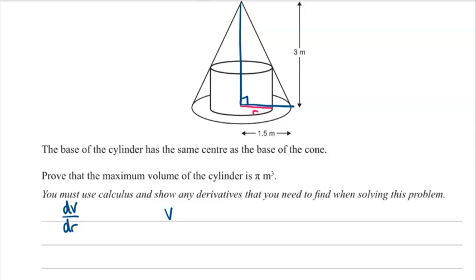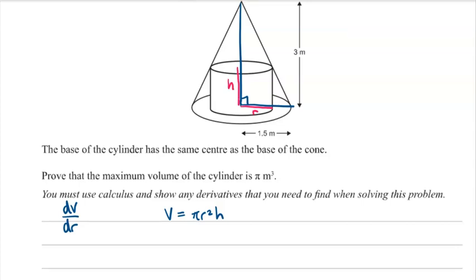So for the volume of the cylinder, that is pi r squared h for the volume of a cylinder. I'm talking about that being the cylinder just here. Now, at the moment, it's got 2 variables in it. We need to define h in terms of r so that we can differentiate it with respect to r. And h is this height of the cylinder just here.